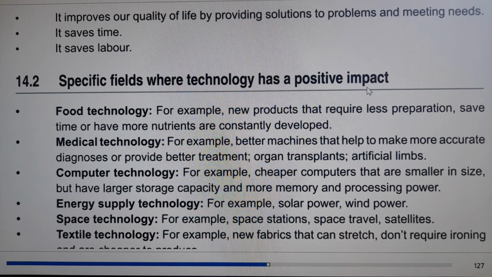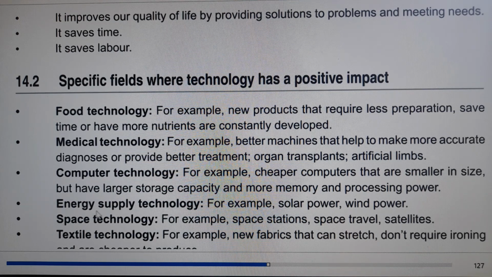Another positive impact of technology is on computer technology. For example, cheaper computers that are similar in size but have larger storage capacity and more memory and processing power.